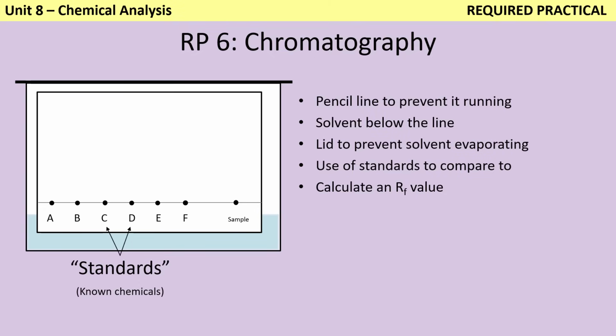Chromatography is a comparative method, so that means that in order for us to have any results, we need something to compare our sample to. And so we can put standards, which are known substances, also on the start line so that we can compare them. At the end of your chromatography, you need to say that we're either going to compare your sample to those standards or calculate an RF value.